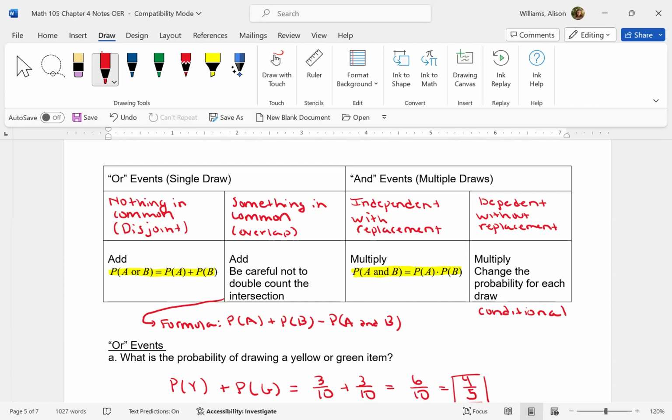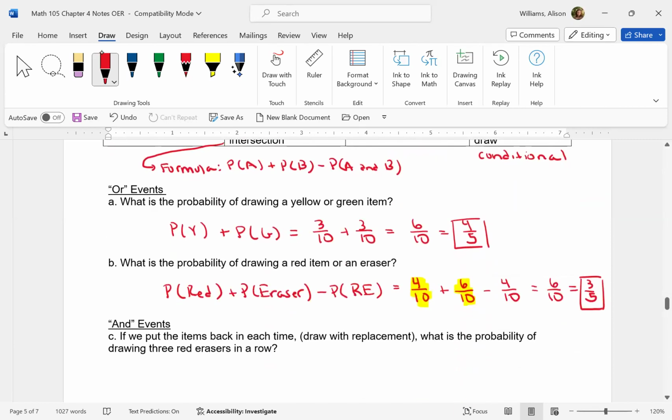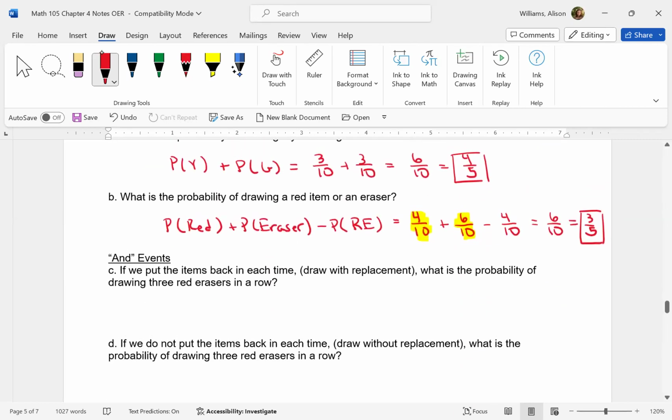Okay, let's look at an example. It helps to look at an example. If we put the items back each time we draw with replacement, what is the probability that we're going to draw 3 red erasers in a row? Okay, so the first red eraser we draw out of the bag has the odds of 4 out of 10 because there's 4 red erasers in the bag.